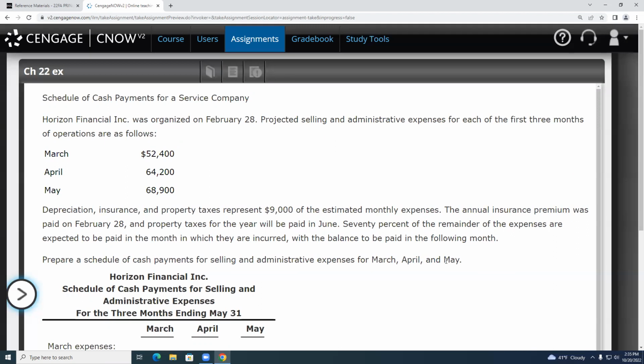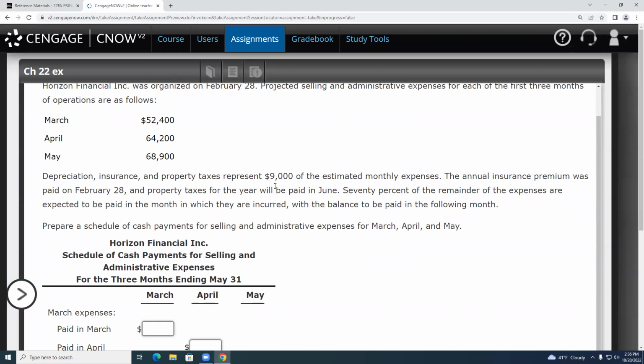Horizon Financial Incorporated was organized on February 28th. Projected selling and administrative expenses for each of the first 3 months of operations are as follows. So these are not product costs because this is a service company. They're not selling a product. These are their period expenses.